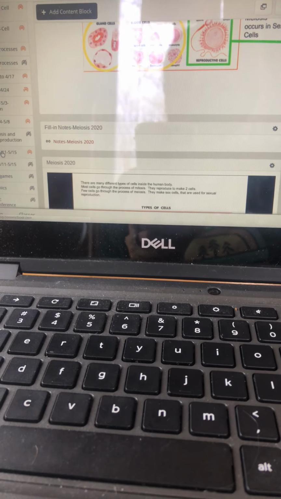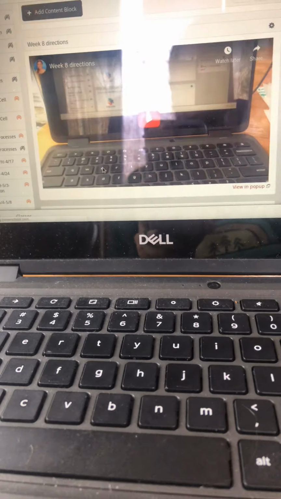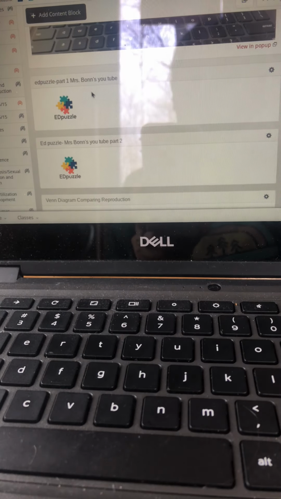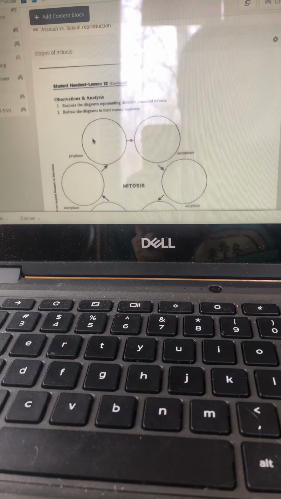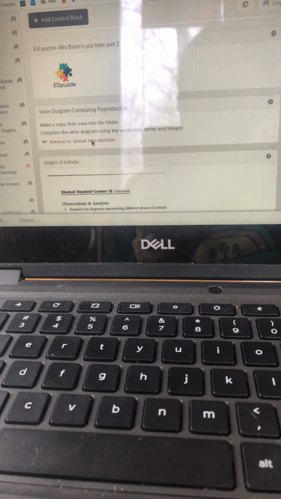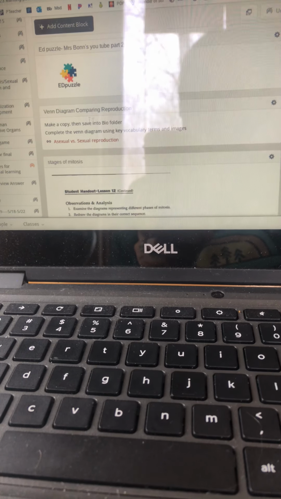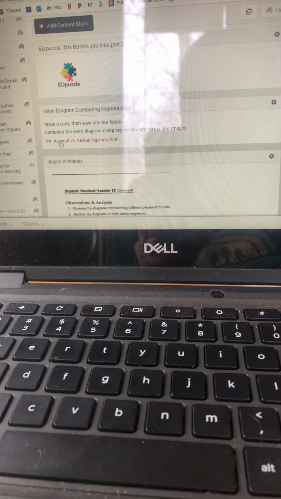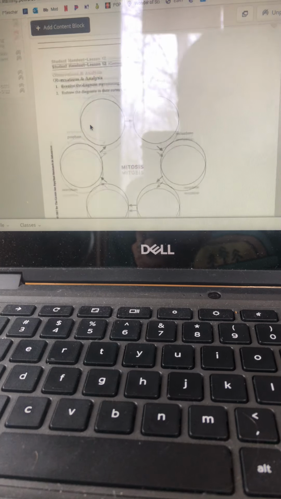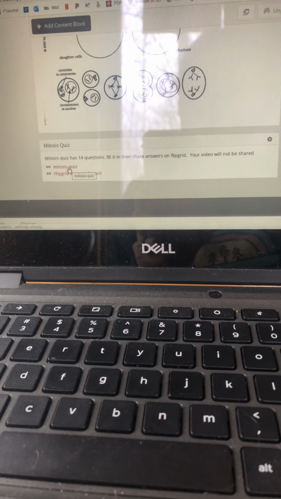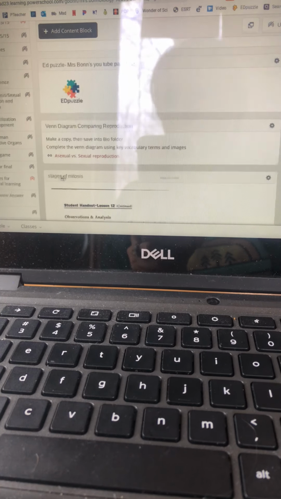Last week was week 8, and we discussed mitosis and the stages of mitosis. We also discussed, the week before, the stages of mitosis. And then as a review, we made the Venn diagram comparing asexual and sexual reproduction. Mitosis is more of an asexual reproduction, where we had those Edpuzzles and a quiz on mitosis, where you had to answer using your Flipgrid.